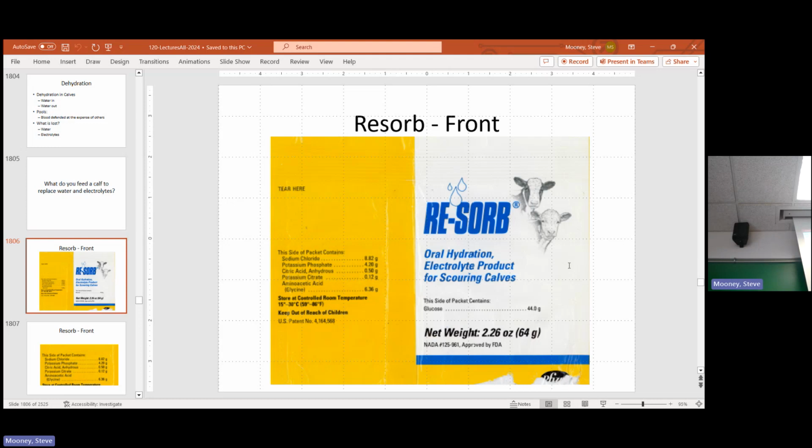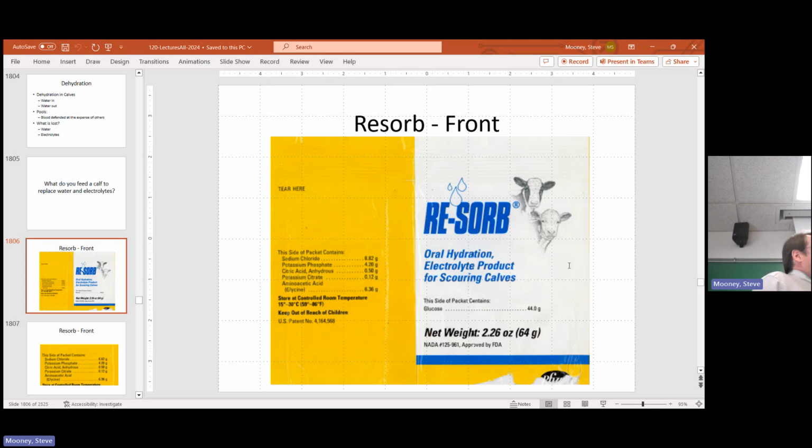So if you're looking at the ingredients, you're going to have sodium and chloride, electrolytes, potassium phosphate, potassium's an electrolyte, citric acid, citrate. They're going to act as energy sources. So you're trying to get your electrolytes in there, sodium, chloride, potassium, and hopefully a little bit of energy. You want to feed it separate from the milk, usually a couple hours difference if you can.